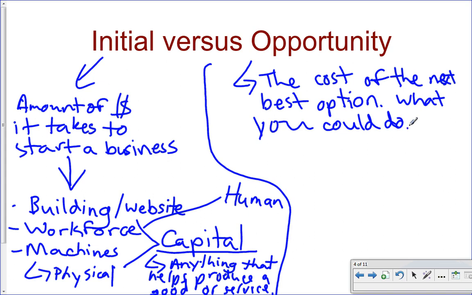So let's say you have $1 million, okay, and you're looking at building a business or starting a business. If you know that you have a business idea that's going to cost you $1 million, whatever you could do with that $1 million, if you didn't make that business, that's your opportunity cost.